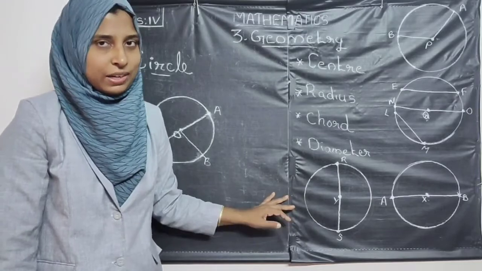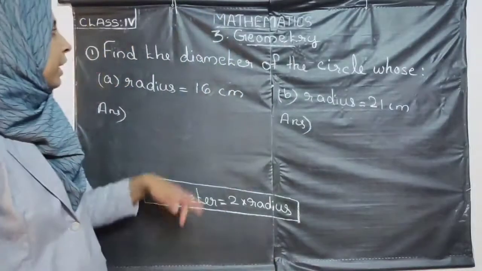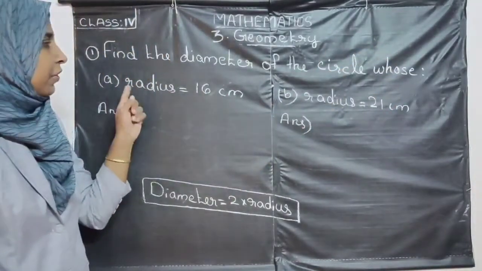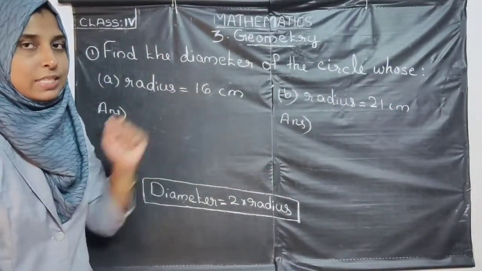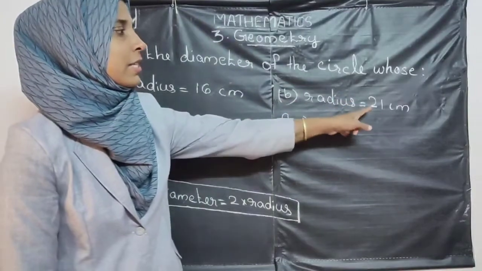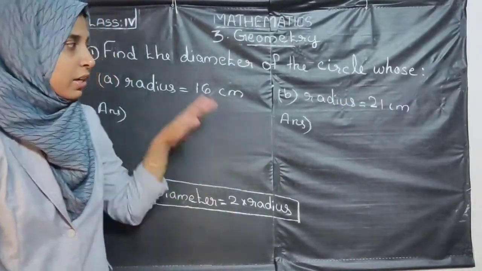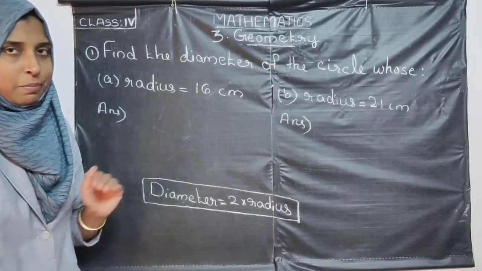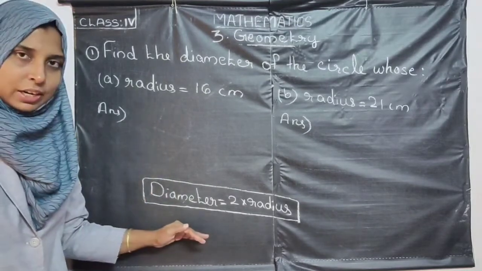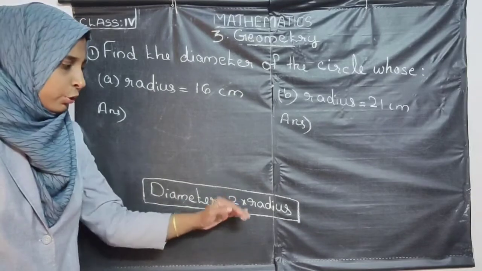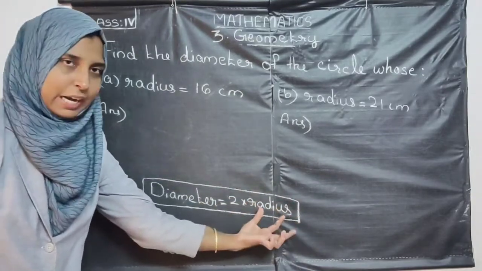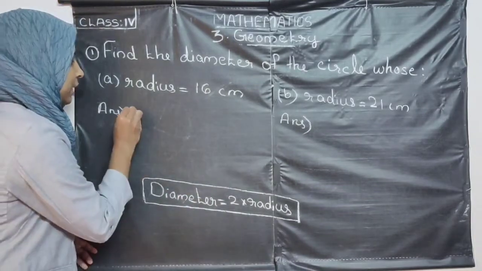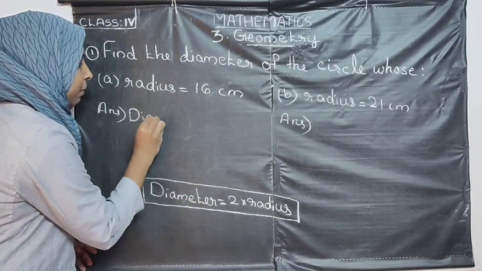Okay, children, got it? Look here. Find the diameter of the circle whose radius is equal to 16 centimeter, and here radius is equal to 21 centimeter. Radius is given, so we want to find the diameter. We already studied the relation. Diameter is equal to 2 into radius. If radius is given, we can find the diameter. So let's find, children.